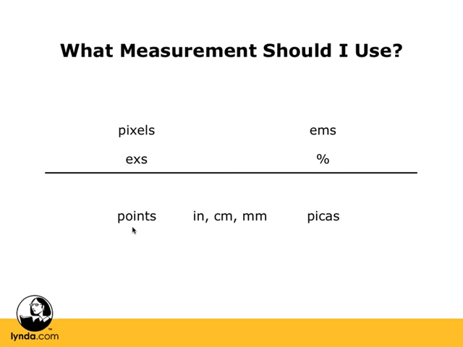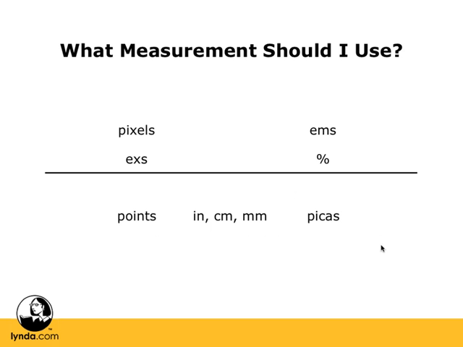Point measurements are used for printing, and each point is equal to 1/72nd of an inch, if you want to jot that down for some reason. You can also size print content by inches, centimeters, and millimeters if you wanted to. And you also have picas, and a pica is actually equal to 12 points. So if you want to do the math, feel free. Again, I really highly doubt you'll ever use points, inches, centimeters, millimeters, or picas.